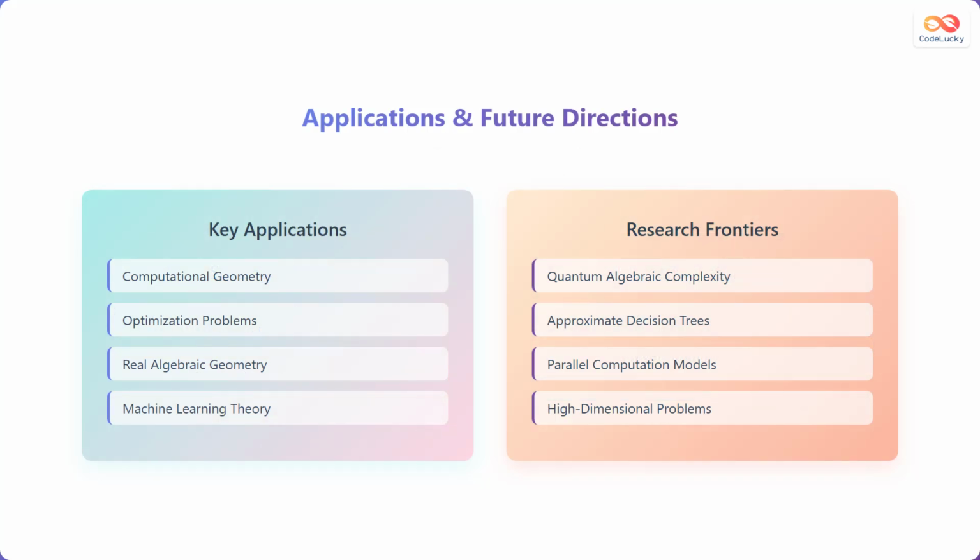Let's explore some applications and future directions in this field. Key applications include computational geometry, optimization problems, real algebraic geometry, and machine learning theory. Research frontiers include quantum algebraic complexity, approximate decision trees, parallel computation models, and high-dimensional problems.